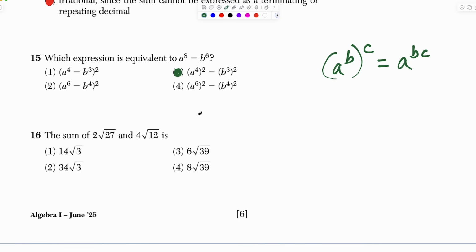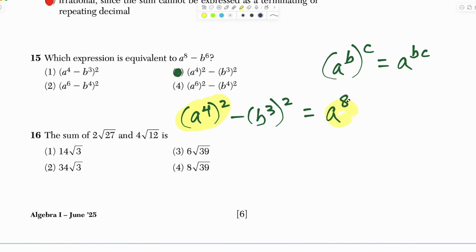Because if you notice this part here, we have a to the 4th to the 2nd minus b to the 3rd to the 2nd. For the first piece, I'm focusing here, a to the 4 to the 2 simplifies to a to the 4 times 2, which is 8. So that's how this part here would simplify. And then we would have minus, and if we focus on the next piece, the b to the third to the second, I'll write that over here. I use this property again, and I'm going to do b to the 3 times 2, which is 6. So that's how I know choice 3 is our answer.